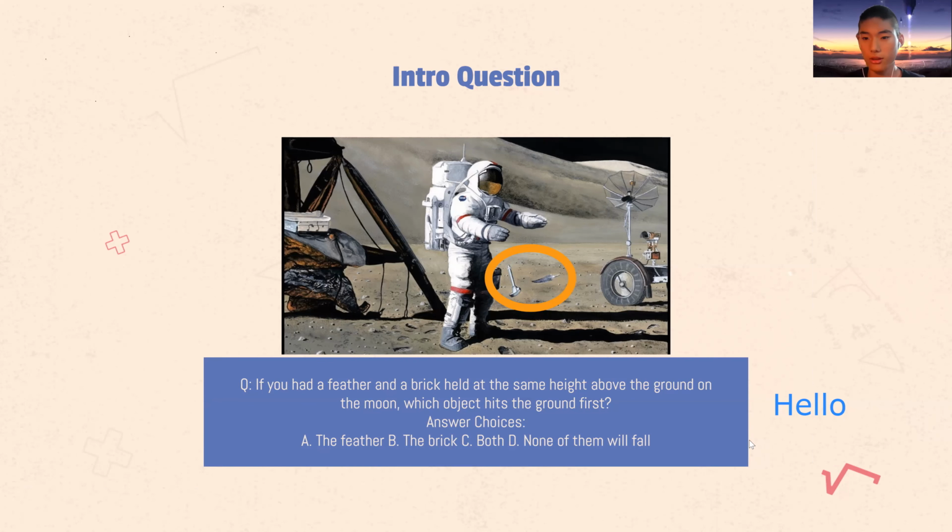Okay, so thank you, Lily. Most of your answers are correct. The answer is C. And the reason, as you guys said, is air resistance. On the moon, there is no atmosphere, so there is really no medium between the objects and the surface. Therefore, you don't have any air resistance, and both objects fall at the same speed.